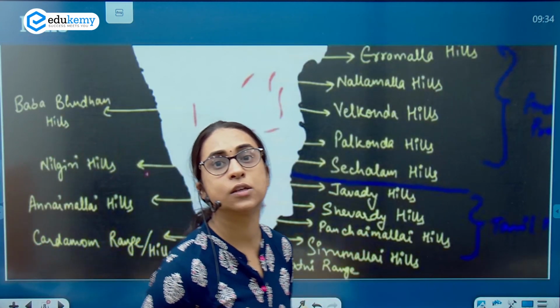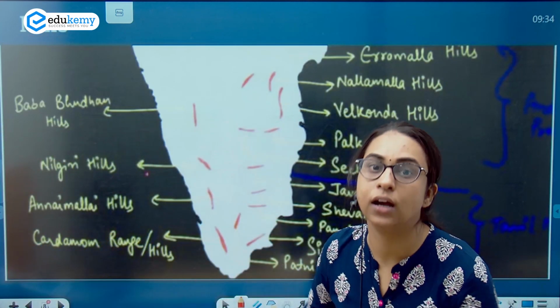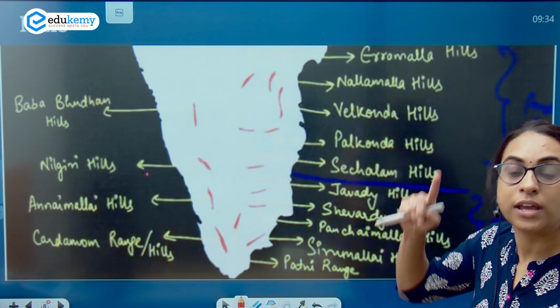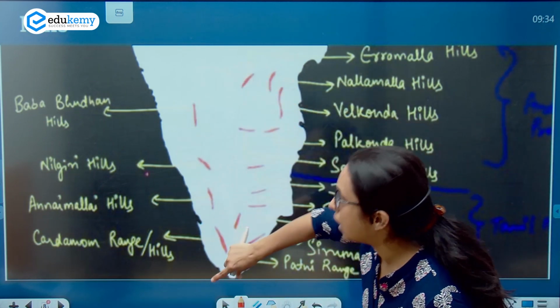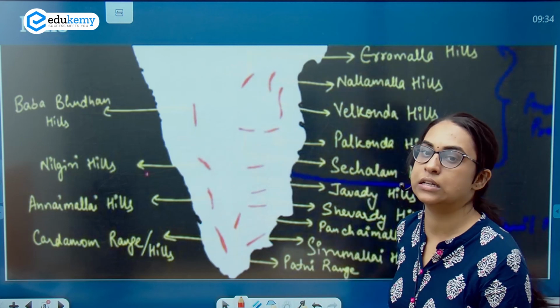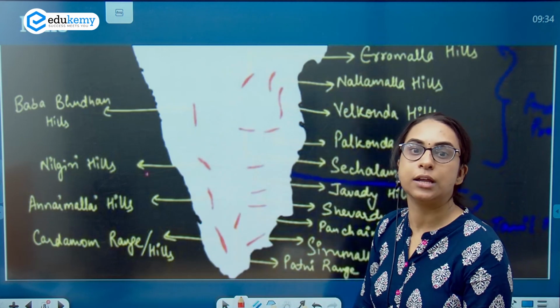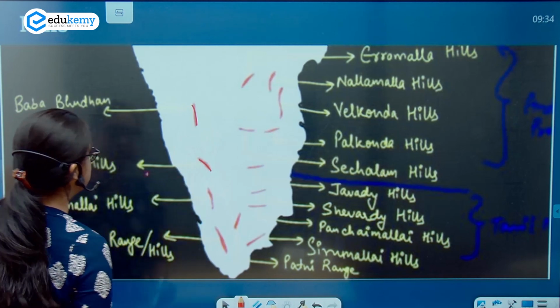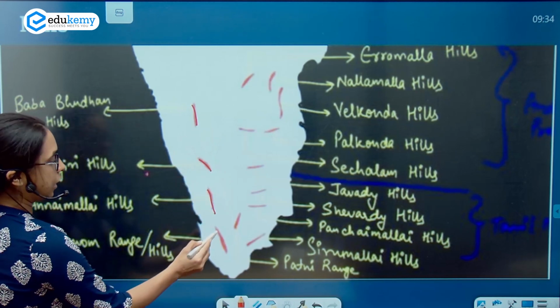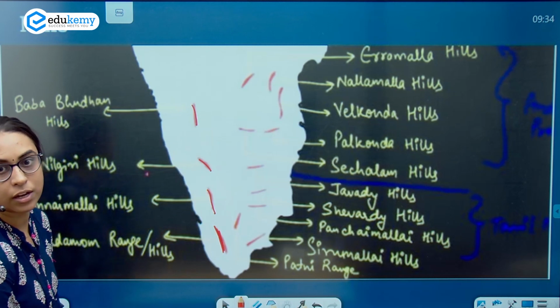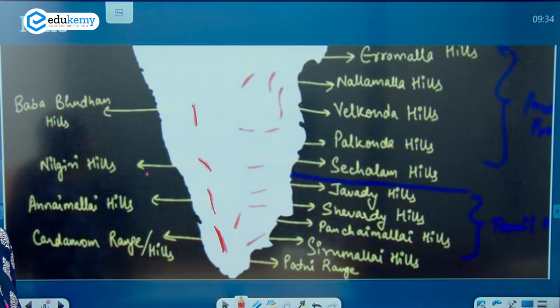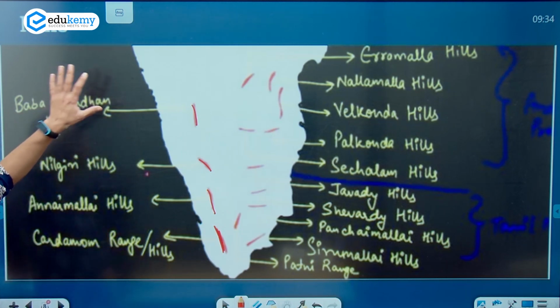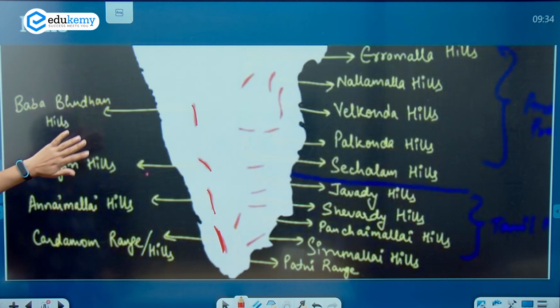Now other hills, which are in southern India. Southern India has two major ranges, the Western Ghats and the Eastern Ghats. In the Western Ghats, the important hills are the Baba Budan hills, Nilgiri hills, Anamalai hills, Cardamom range. So we've seen the Cardamom range; this has been asked in your UPSC examination. So you can see this: Baba Budan, Nilgiri, Anamalai and the Cardamom range.